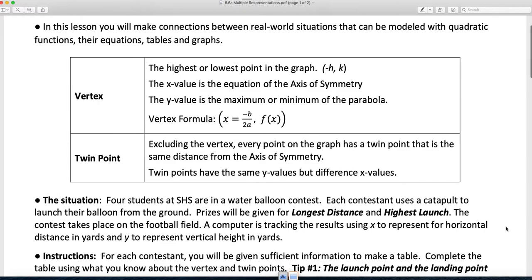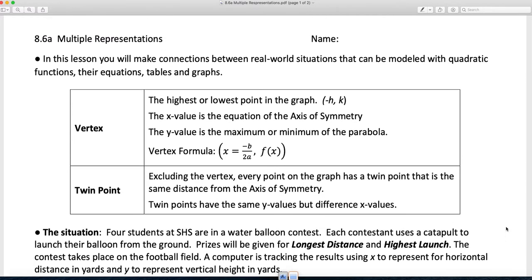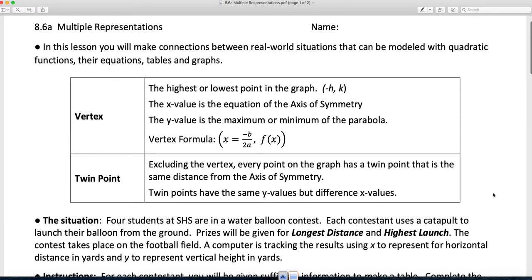So obviously we're going to be dealing with vertices or the vertex for these situations. There's 4 of them. The vertex is the highest or lowest point on the graph, and this is the official notation for vertex, negative h comma k. The x value of the equation is the axis of symmetry, and you write that as x is equal to whatever the x value is. And the minimum or maximum value of the parabola is going to be a y value. That is also the y value of the vertex, and you write it as y is equal to whatever that number is.